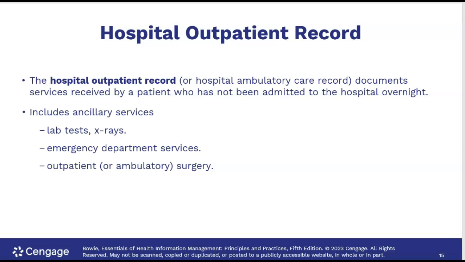Okay, so let's go ahead and talk about hospital outpatient. This is ambulatory care record. Ambulatory means as you can walk in. It documents services received by the patient who have not been admitted to the hospital overnight. This includes ancillary services such as your labs, x-ray, emergency department services, outpatient or ambulatory surgery.